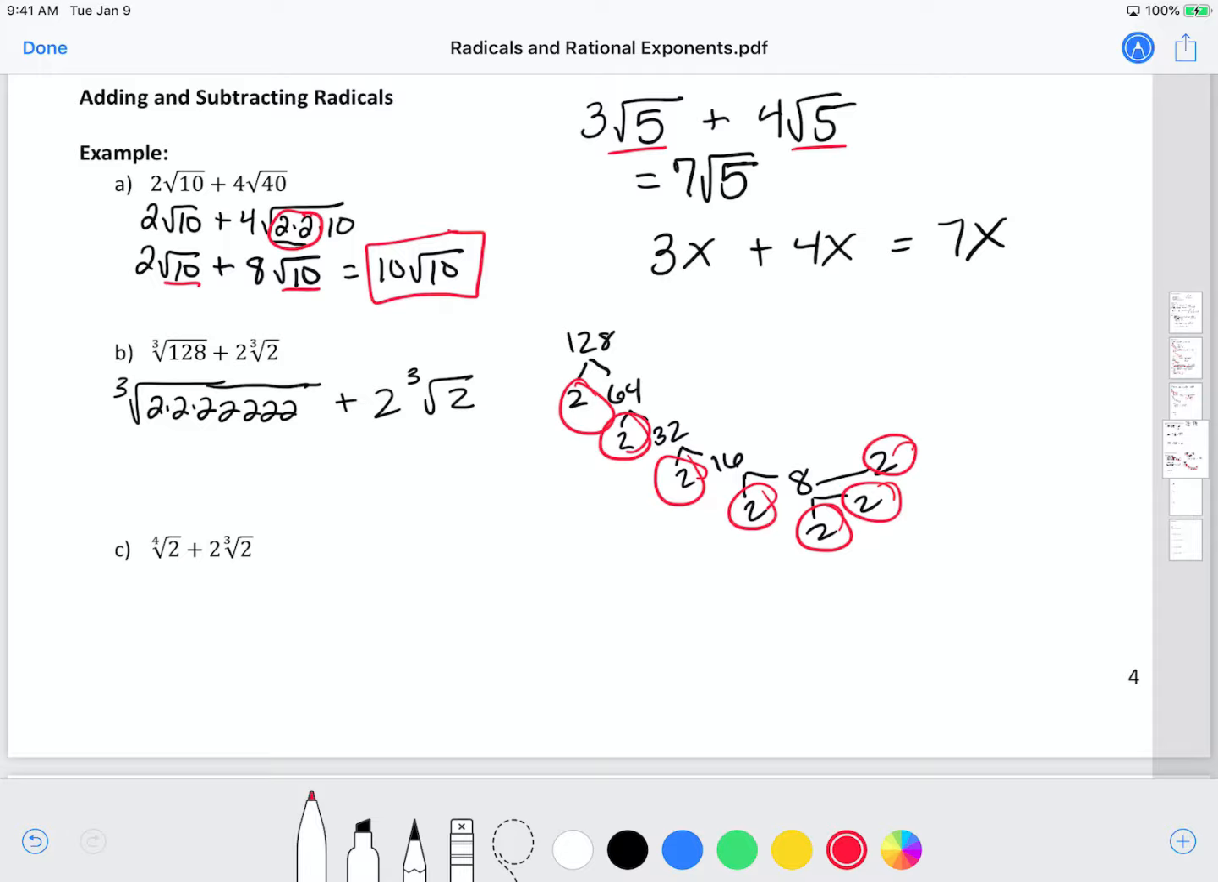Because this is the cubed root, I'm looking for groups of 3. Here's a group of 3 2's, and here's another group of 3 2's. So for this group of 2's, I can bring out a 2. Then I can bring a 2 out for this group of 2's, and then I'm still left with this 1 2 underneath. So that I'm left with the cubed root of 2.